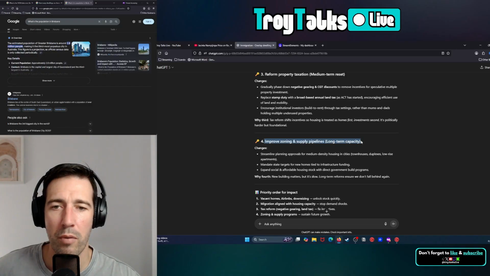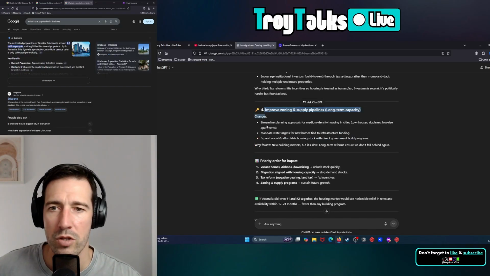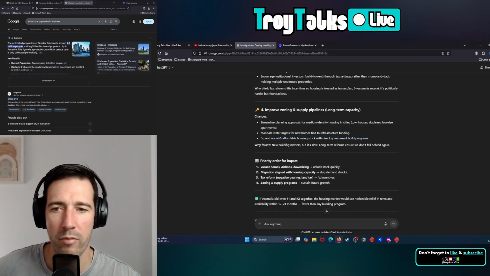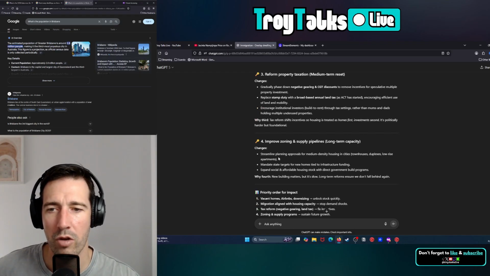Improve zoning and supply pipelines. So streamline planning approvals for medium density housing, mandate state targets for new homes, expand social and affordable housing stock with direct government build programs, new building manners, but it's slow, long term. So this is to deal with the long term capacity. Okay, I think that's kind of obvious.